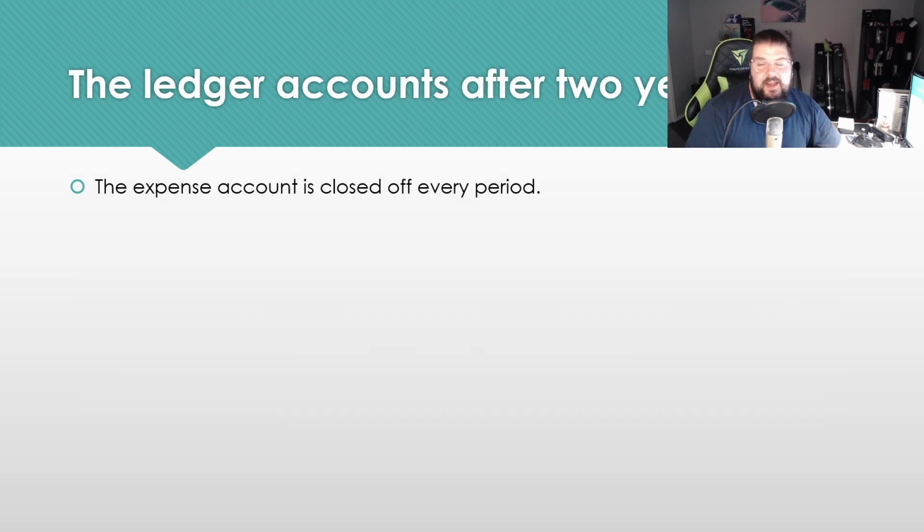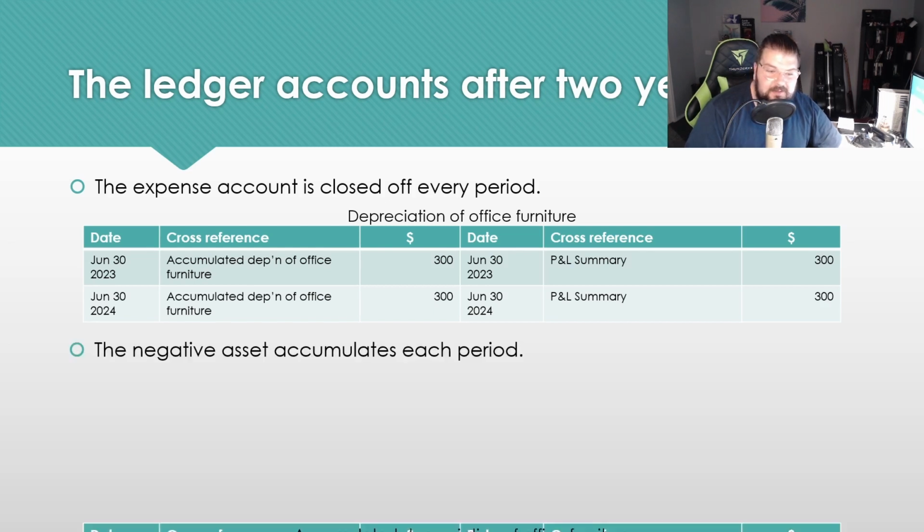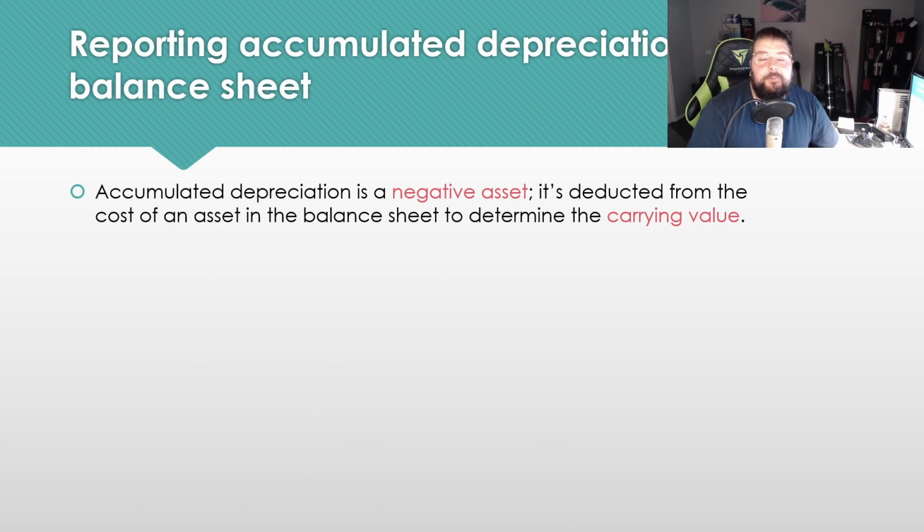We'll close these accounts off year after year as we do that adjusting entry, and you'll see that the depreciation is always closed off to our P&L summary. But you'll see that our negative asset is going to accumulate, and you can see the balance of that increasing year on year on year. So, as I said, accumulated depreciation of an asset is a negative asset that is going to be reducing the value of all our non-current assets on the balance sheet.